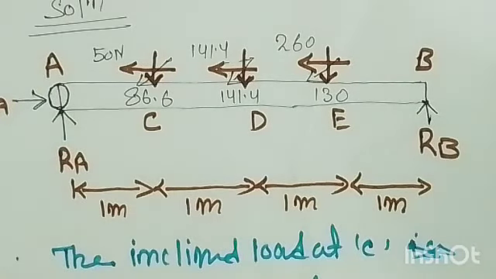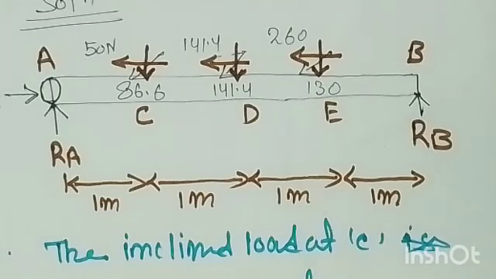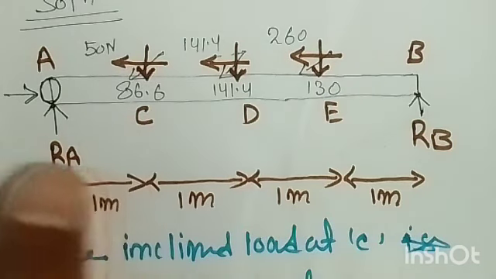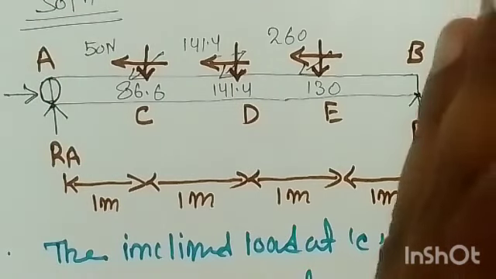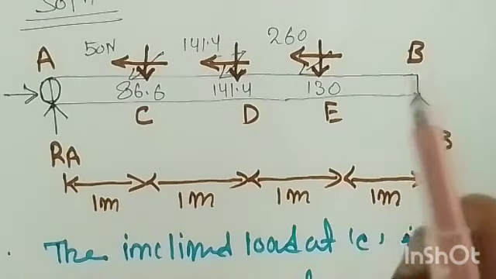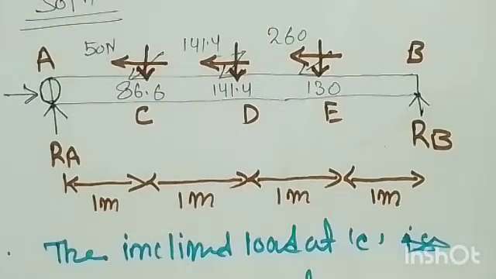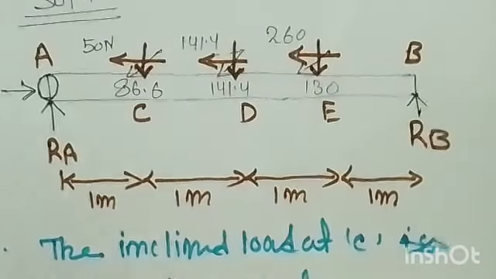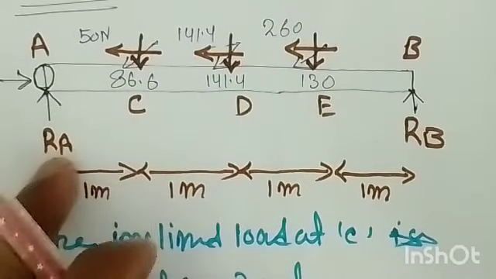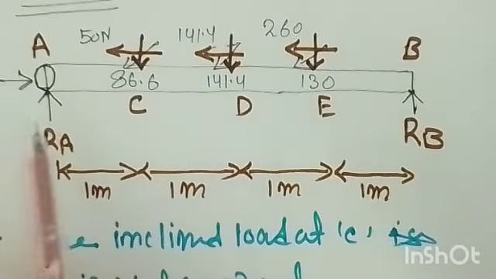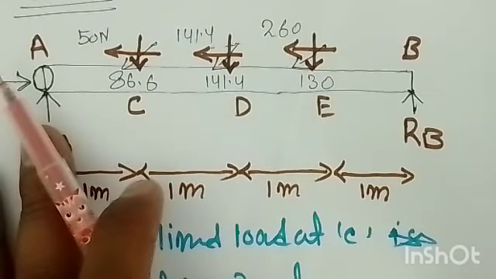As I hope you know the shear force and bending moment diagram sign conventions. If you start from A, left side upward will be positive and right side downward will be negative. If you start from the other end, left side upward will be negative and right side downward will be positive. As I am starting from A, what is the vertical force at A? RA. So whatever the magnitude of RA, that is your shear force at A.